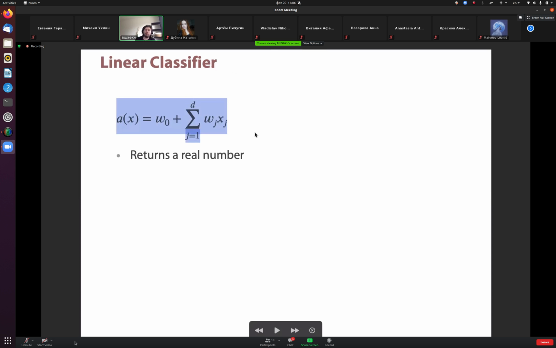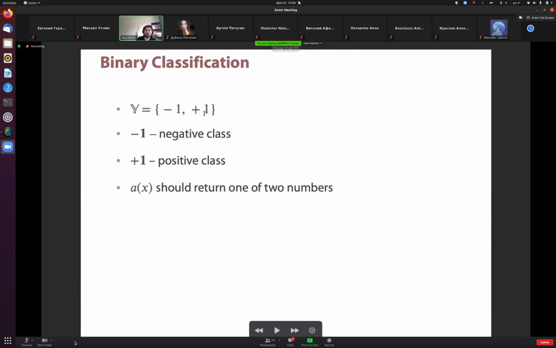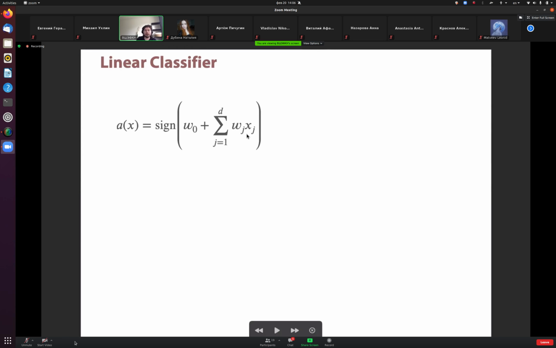We say, okay, this is our linear model: inner product of features plus a bias term, and it returns some real number, of course, because we multiply numbers. So what can we do with this? We could apply the sign function, which says, if this is greater than 0, then I output 1. If it is less than 0, then I output -1. And this is reasonable because our answers should be -1 and 1.